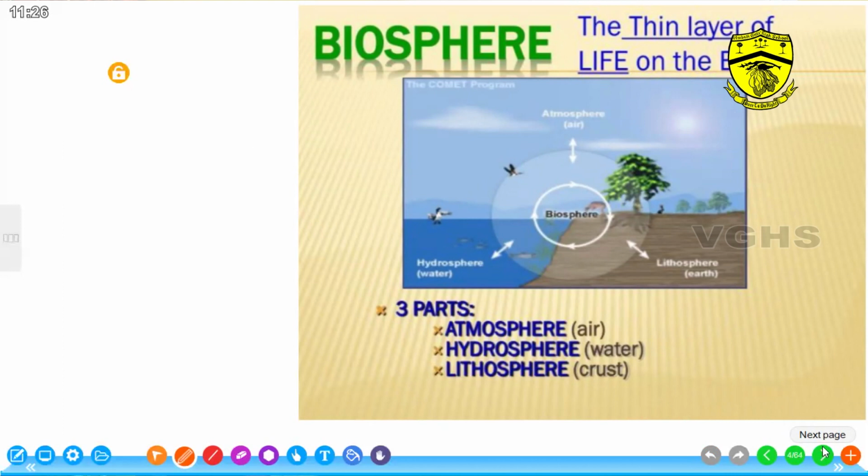We already know that the hydrosphere, lithosphere and atmosphere are present in our environment, and the living organisms present in them are called the biosphere. So three main parts are present for organisms: air, water and crust.